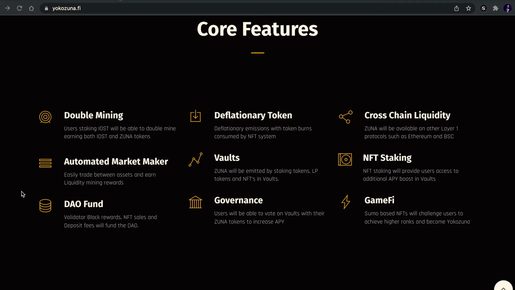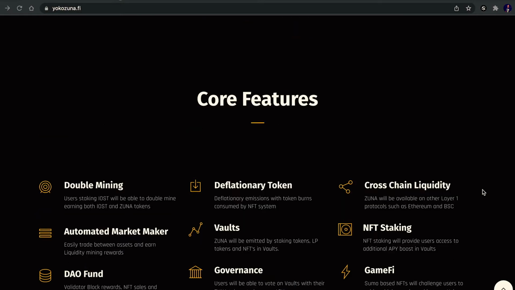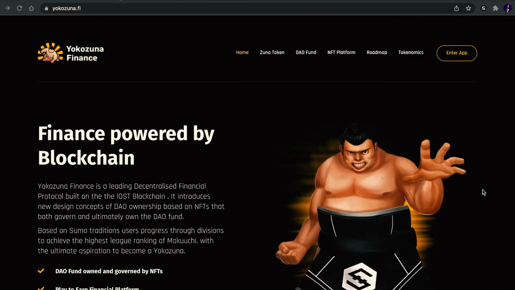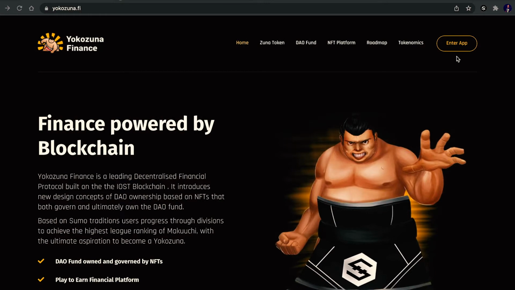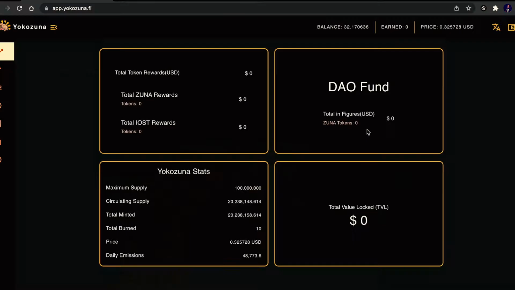They have a DAO fund they're setting up, a decentralized organization, which is actually going to be governed by NFTs. And this is why I love this project. It's not your average liquidity pool. A lot of this stuff is on the roadmap, but for now, they've actually launched their liquidity pools and farming. So we're going to enter the app here.